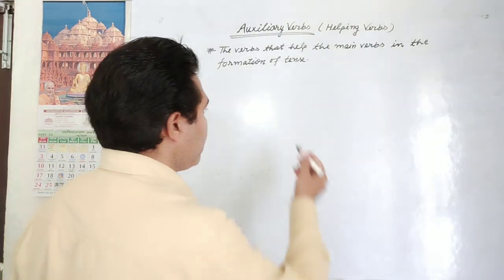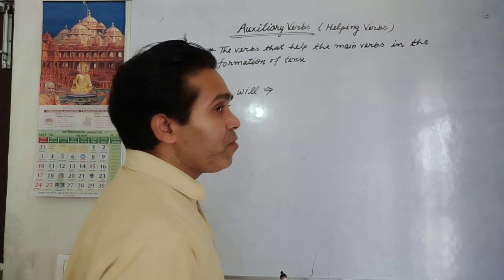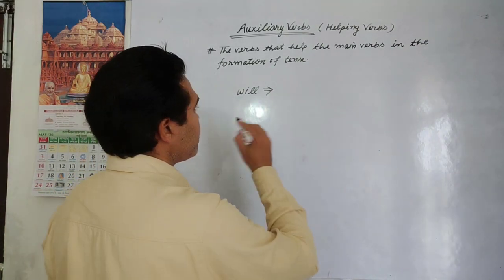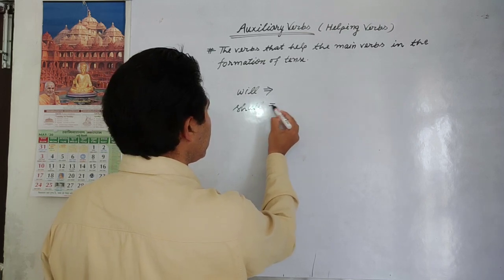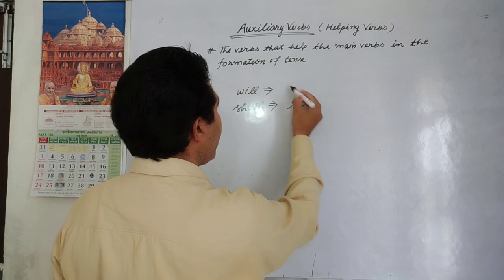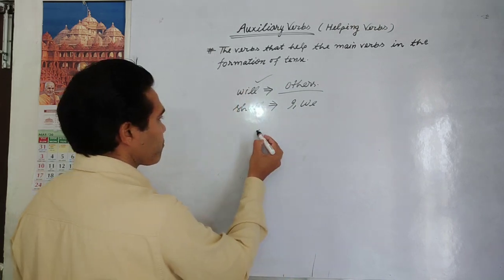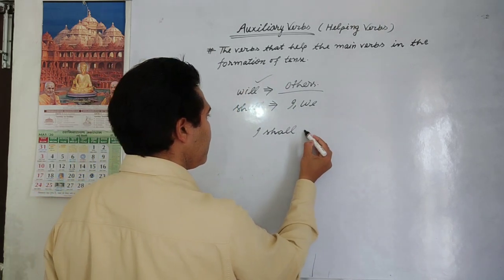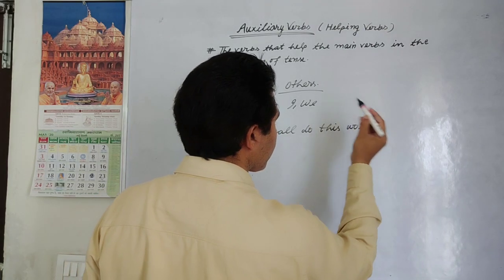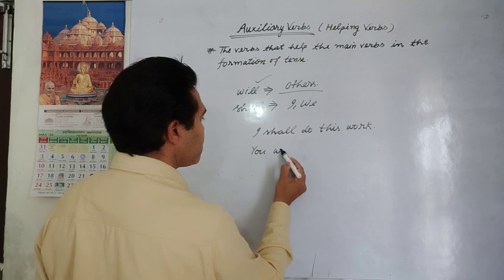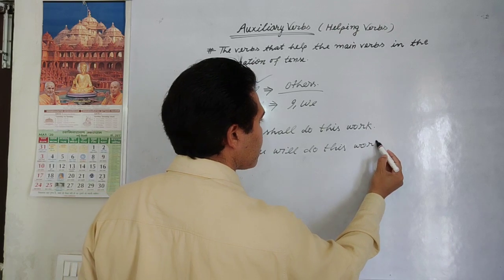Now, will or shall. In future tense, we use will and shall. With I or we, shall, and with others, will. How? I shall do this work. You will do this work.